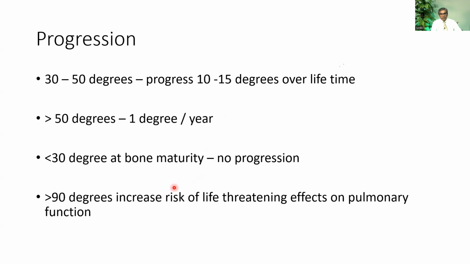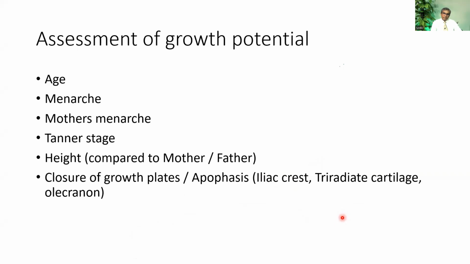At bone maturity, if the curve is less than 30 degrees, the data supports that there is not going to be any progression. So if we can identify a curve less than 30 degrees in a child, our goal should be to somehow keep it under 30 degrees. If the curve is beyond 90 degrees, there is increased risk of life-threatening effects on pulmonary function. Therefore, assessment of the growth potential in a child is very important, so that determines one of our endpoints, where the child has grown adequately, to see whether there is a chance of curve progression.